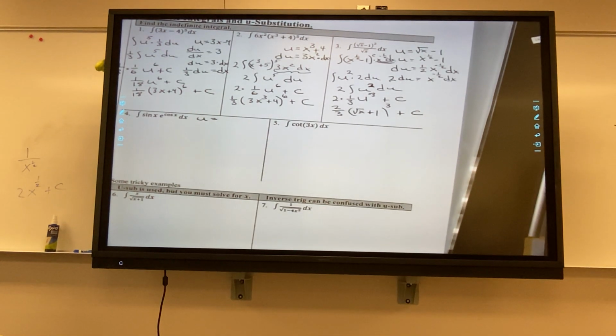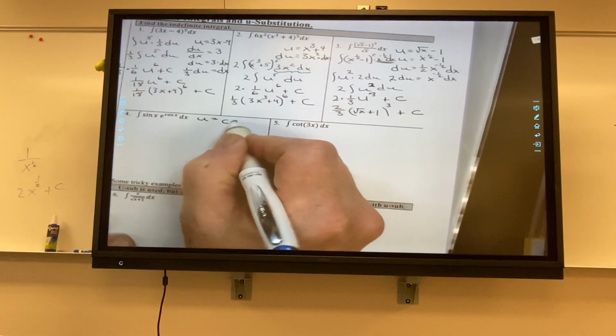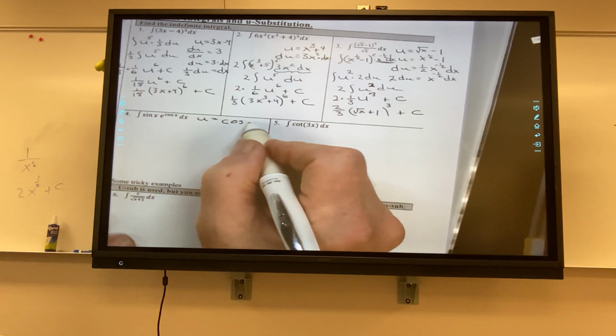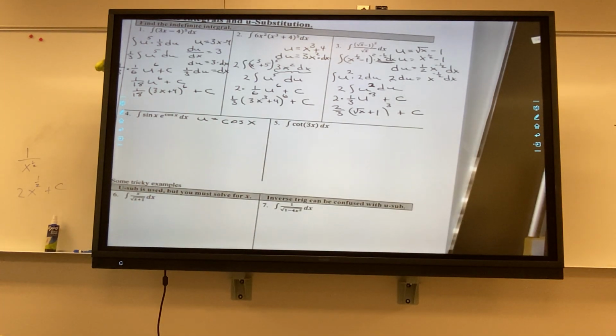Anytime I have e, taking the antiderivative of e is easy. Would you agree, Ben? Ben, the derivative of e to the x is what? E to the x. The antiderivative of e to the x is e to the x plus c. Correct, right? It's that smooth, isn't it? So what I'm going to do is I'm going to let u be the exponent of e.